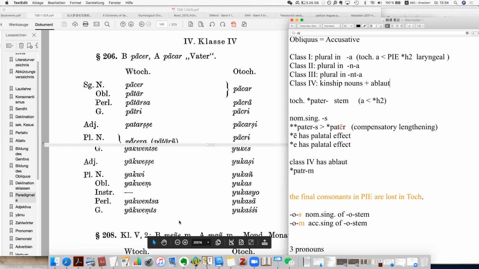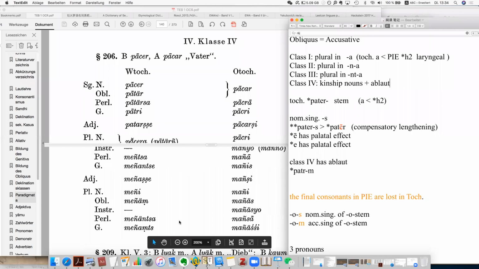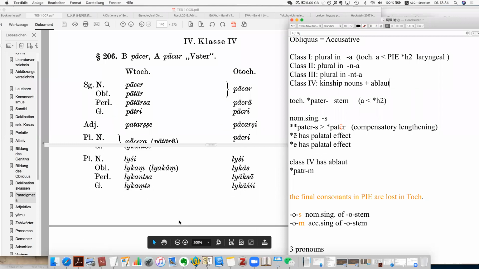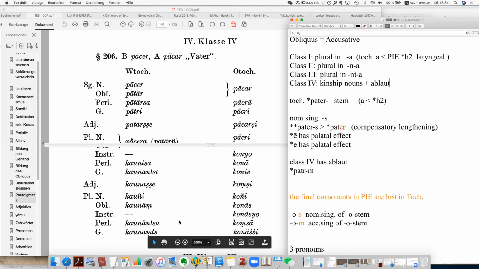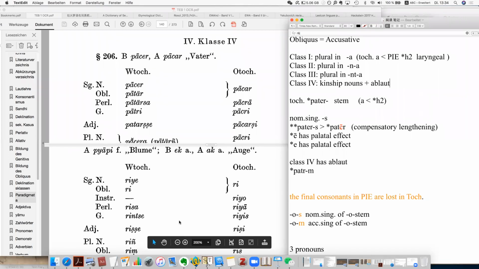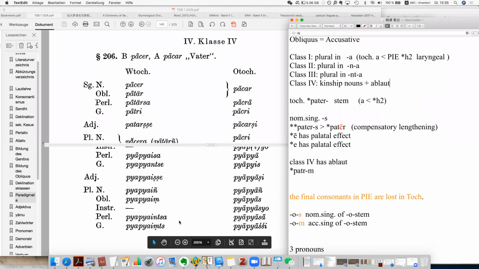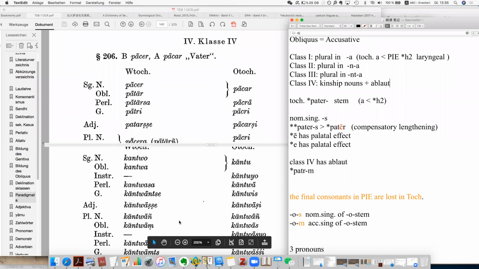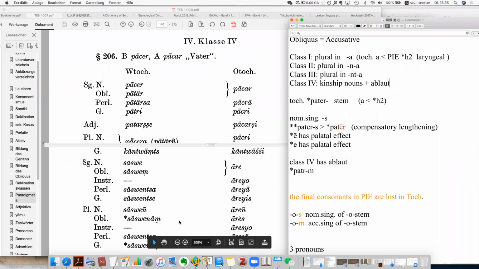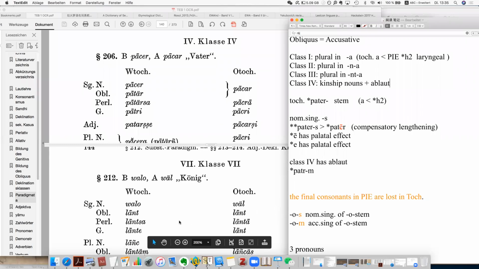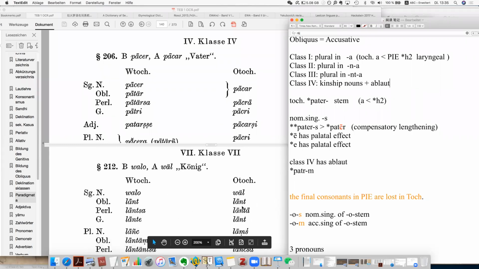Okay, so now probably let's turn to another class. This is class 6. Class 6 is a little bit complicated. So let's turn to this class. This is a word we're going to talk about today.